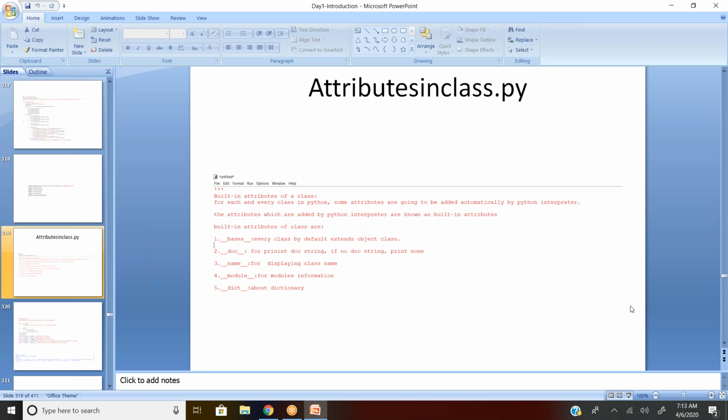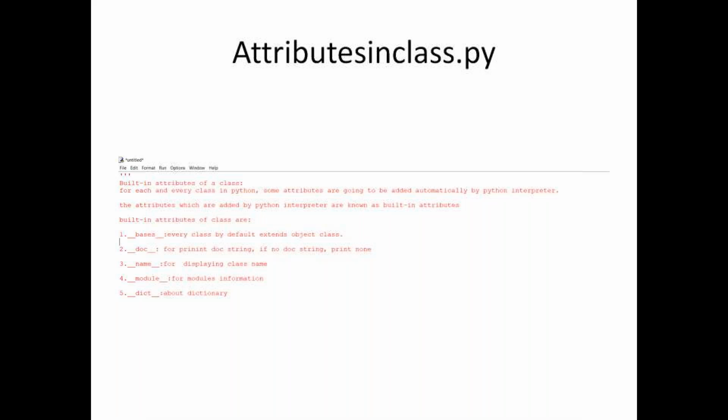So, built-in attributes of a class. When you're creating a class name and writing your entire program, like methods, constructors, etc., by default a couple of attributes will be created. Built-in attributes in a class are nothing but, for each and every class in Python, some attributes that are added automatically by the Python interpreter. When you use a class, the system automatically creates different attributes. The attributes added by the Python interpreter are known as built-in attributes. These attributes are created by Python by default. You can say inbuilt attributes.